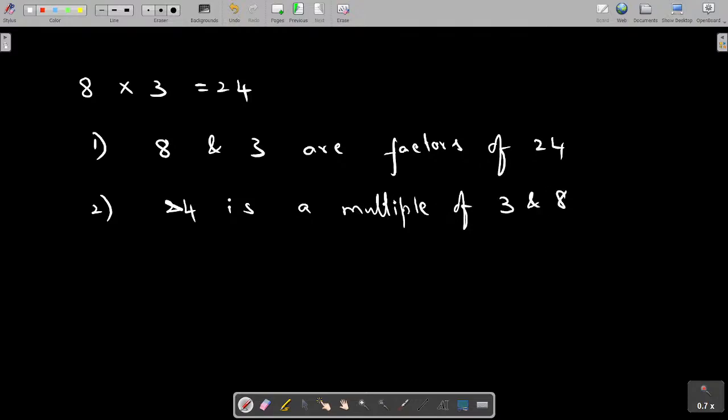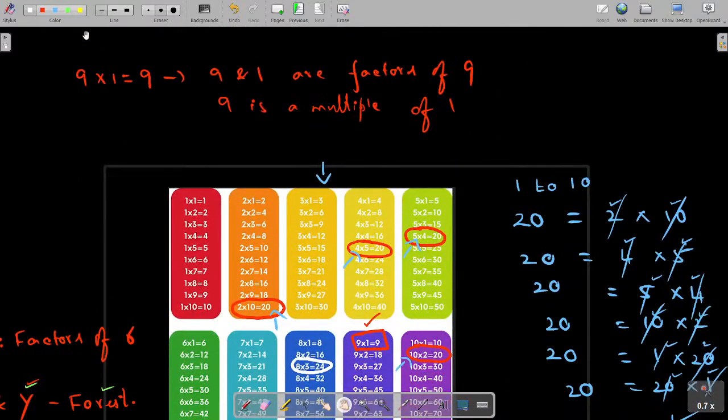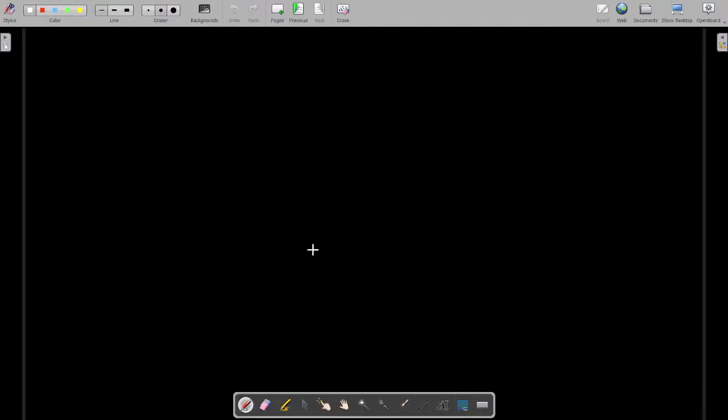Do you know where the multiples of 3 and 8 are? What are the other multiples of 3 and 8? If there is a word "multiple of", it's very simple. Go for the multiplication table. Go for the multiplication table of both 3 and 8, all the values. See, this is the third table, right? Take all the tables.